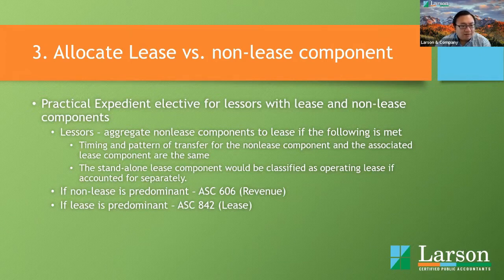Another aspect is that if the non-lease component is predominant, then you could just group it as a service contract, and ASC 606 will apply there. If, after you aggregate, the predominant component is the lease, then you can just apply the lease guidance under ASC 842. So it's a little practical expedient that's helpful for lessors.